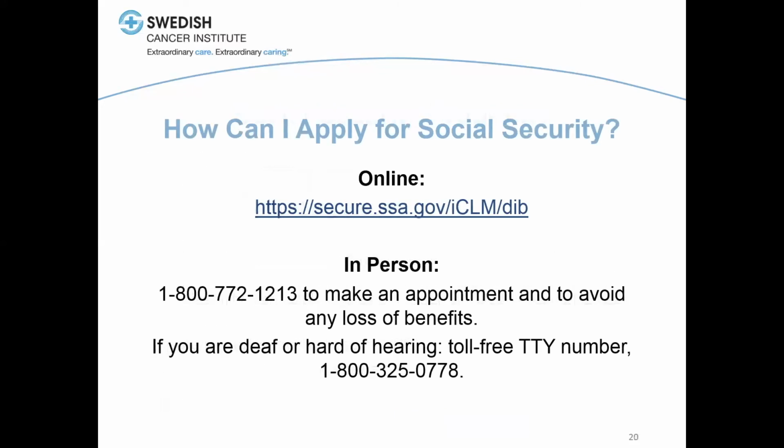I also wanted to come back a little bit and say that there are certain conditions that may be reviewed for compassionate allowances, which speeds up your approval process, but you still have a 5-month waiting period. In order to apply for Social Security, you can do this online or in person.